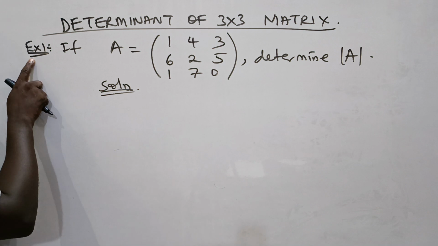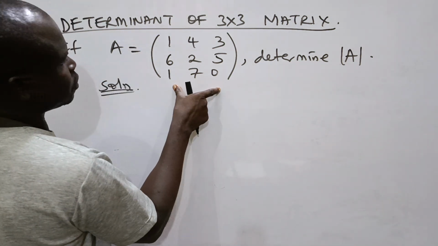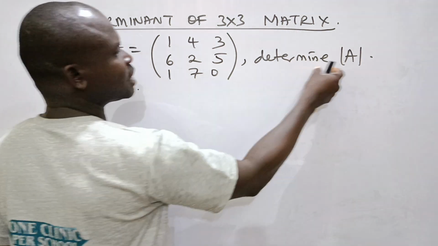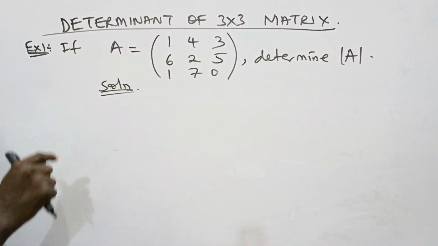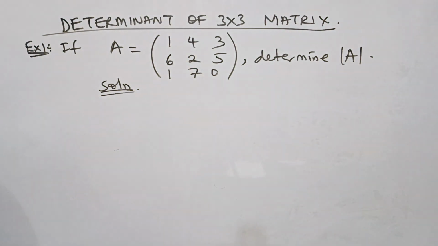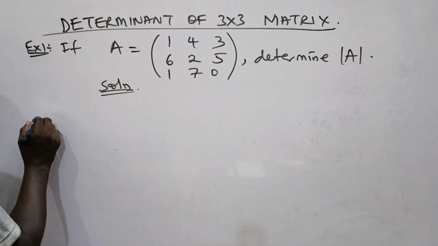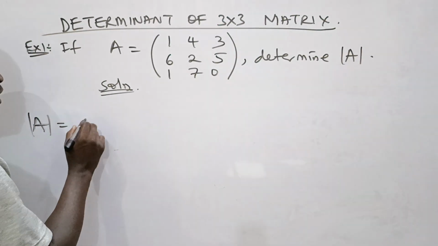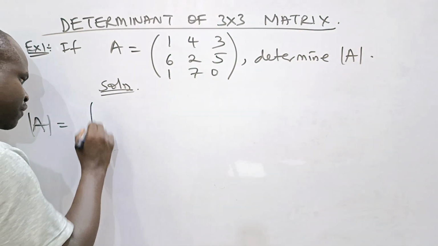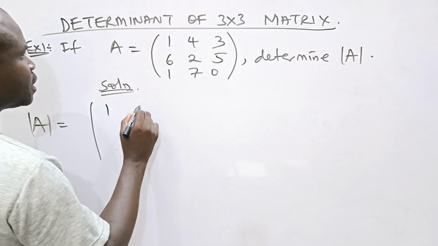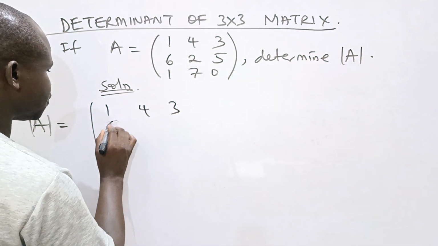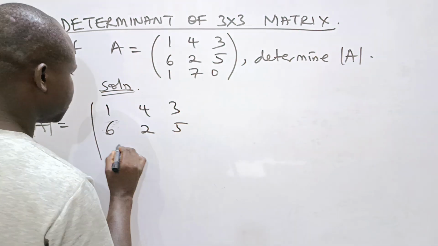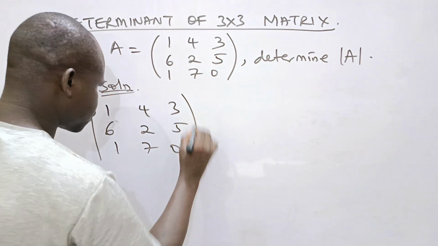Look at this question. If A is equal to this 3 by 3 matrix, we are to determine this symbol, which simply means the determinant of A. So how do we find the determinant of a 3 by 3 matrix? This is what we do. We just write out what we have. What do we have here? We have 1, 4, 3, 6, then 6, 2, 5, then 1, 7, 0.